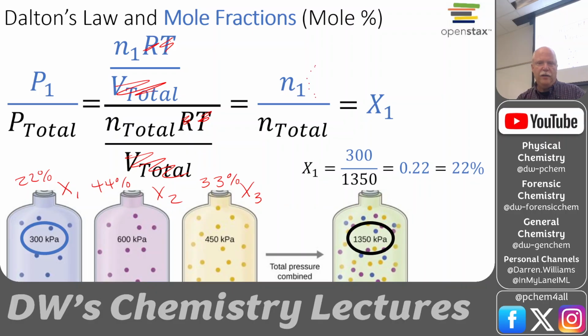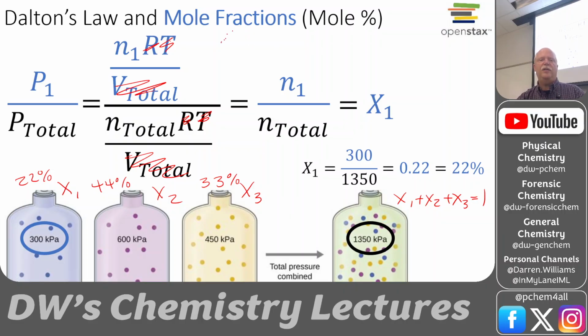So x1, let me find a place to write this. x1 plus x2 plus x3 equals 1. So all of your mole fractions add up to 1. They're all less than 1. They all add up to 1. This will become important later, but this is just a good place to introduce this. The partial pressures can go straight to.